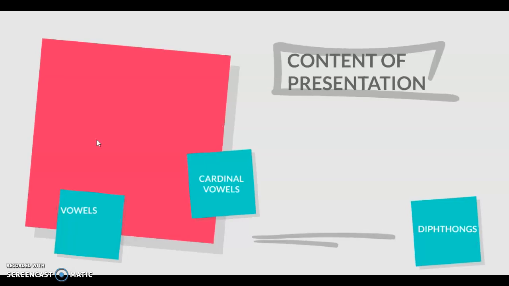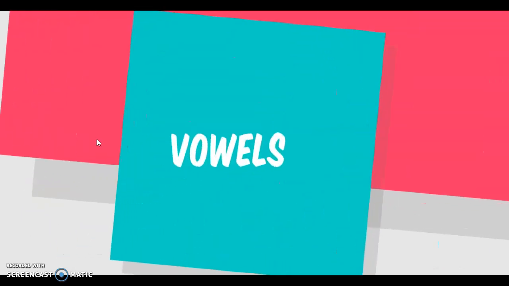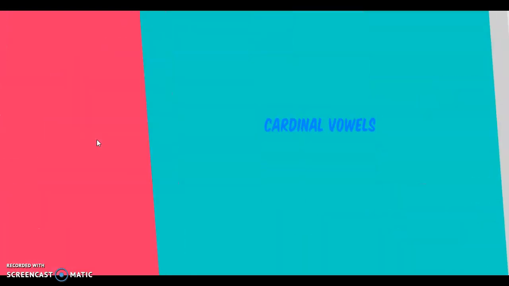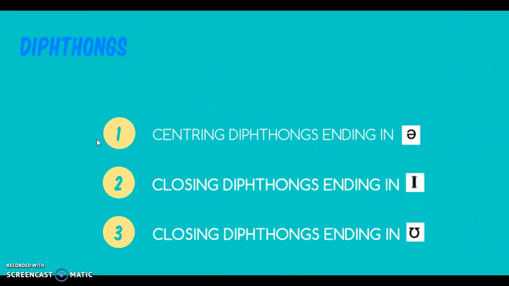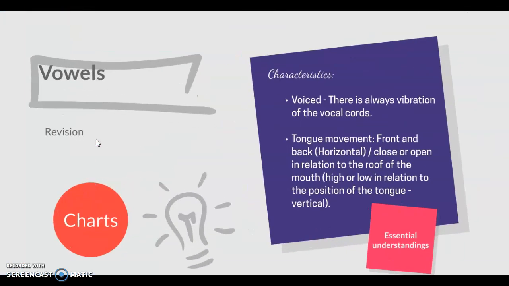So today we're going to make some kind of revision of vowels. We're going to deal with a certain amount of information in relation to the previous class. Then we're going to talk about cardinal vowels in the sense of their meaning, what they are, and apart from that, why they represent the sounds that are inside of our mouths, their production. And we're going to finish with diphthongs. We're going to deal with central diphthongs ending in schwa or closing diphthongs ending in I, and closing diphthongs ending in U. Okay?